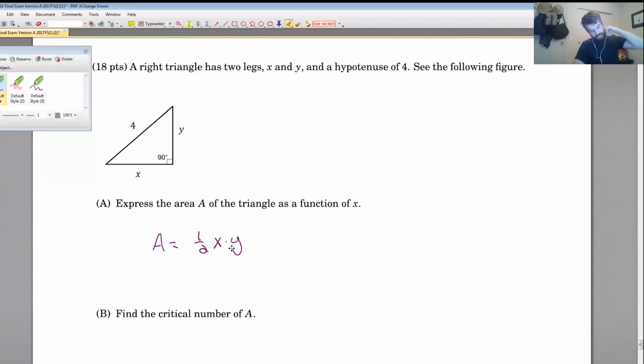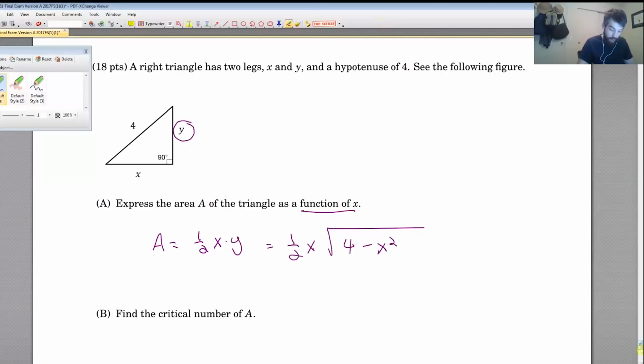However, the problem is that it says express the area of the triangle as a function of x. Because I can't currently differentiate. I can't differentiate because there are too many variables. I can only differentiate if there's one variable. So what can I do? Well, I know Pythagoras' theorem here. If I look at how the y is related, I can say, okay, 1/2 x, I'm going to copy and paste that. Y is the same thing as the square root of the hypotenuse squared minus x squared. So now it's entirely a function of x, and so that's good.